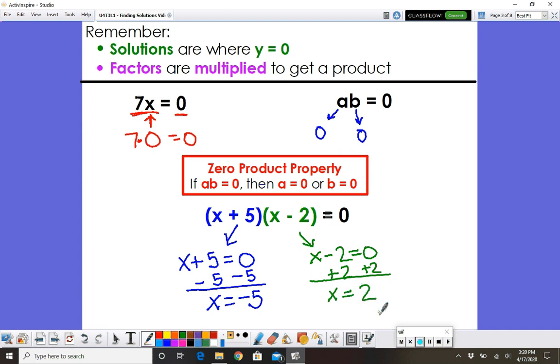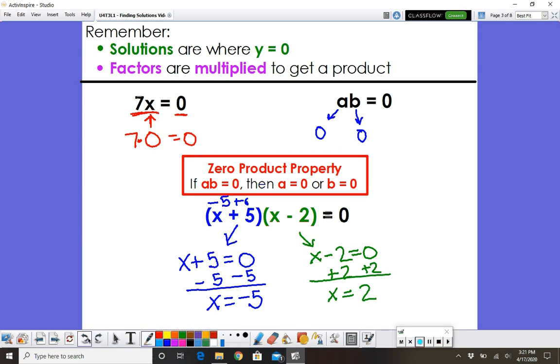+2. So if we think about that, if this was +2, so positive 2 minus 2, that would equal 0. So 0 times anything over here, it's just going to equal 0. Or if my x value was negative 5, this was negative 5 plus 5, that would equal 0.